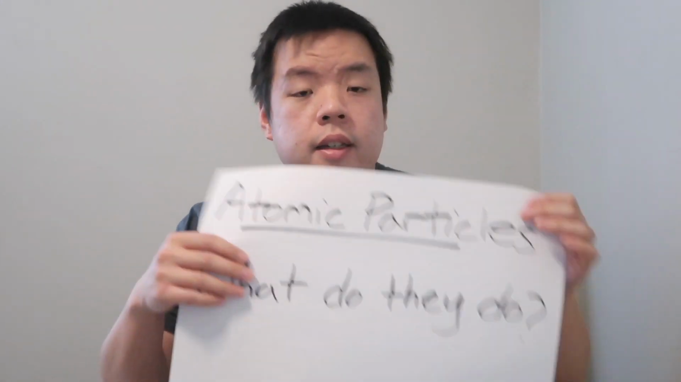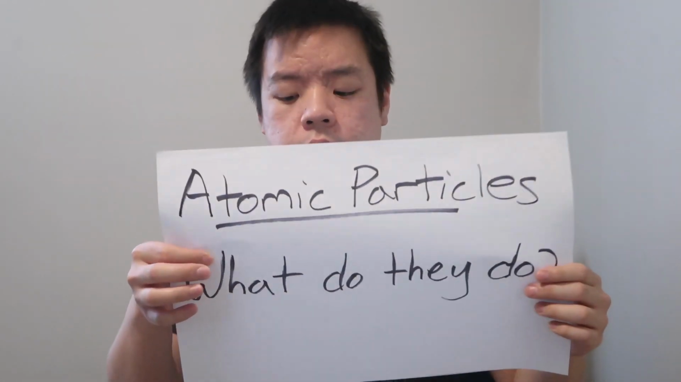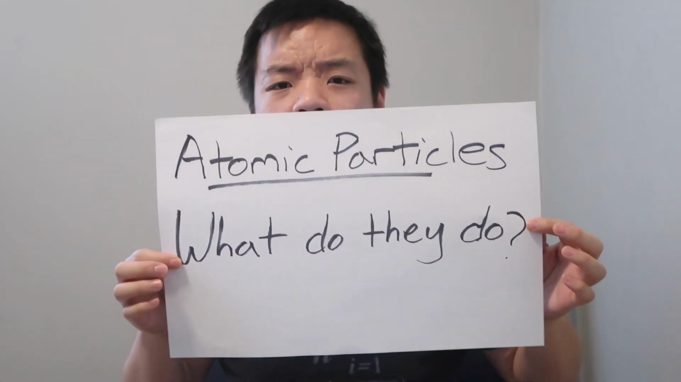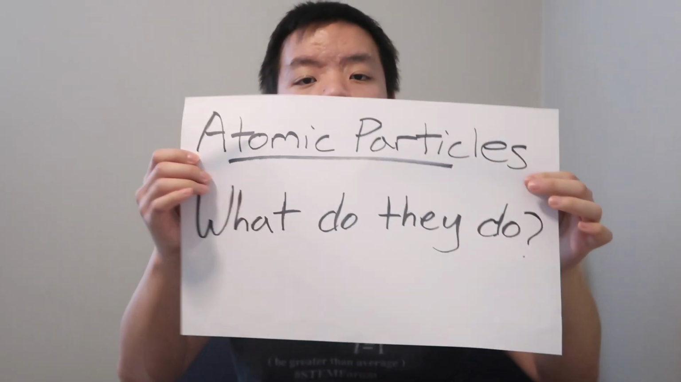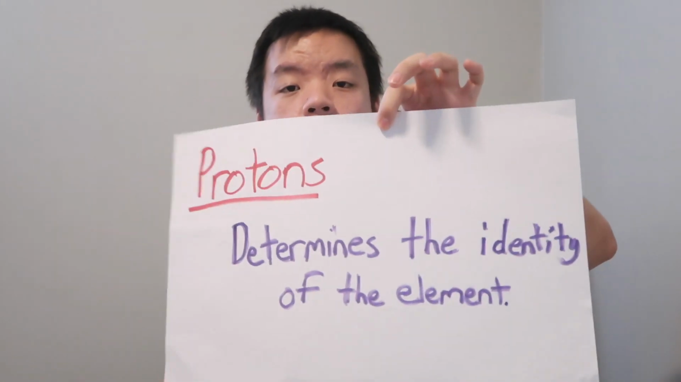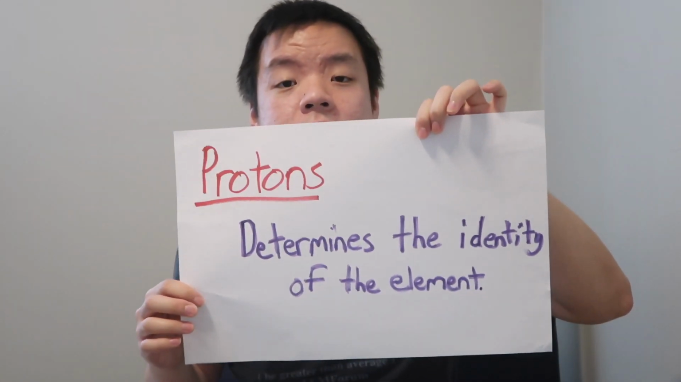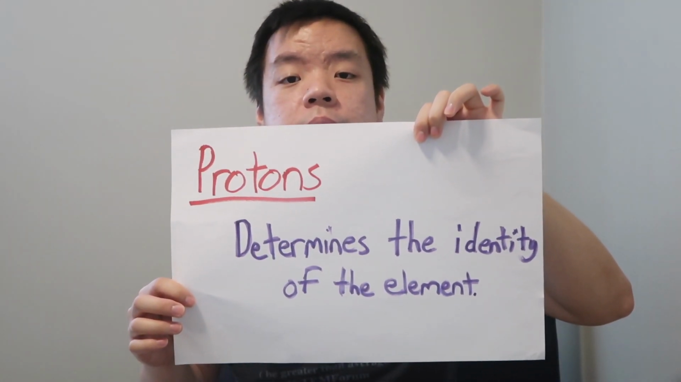Now, as we're talking about the different structures of the atom, we have to talk about the atomic particles themselves. What do they do? Well, we have three subatomic particles within an atom. The first one is the proton. The proton actually determines the identity of an atom.